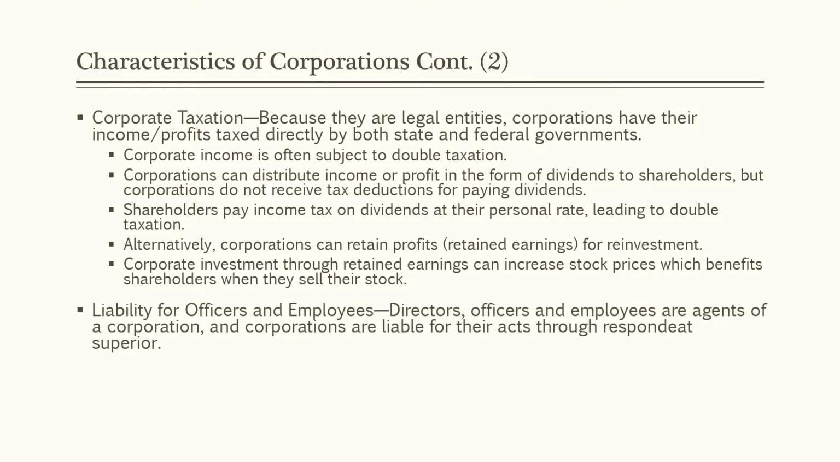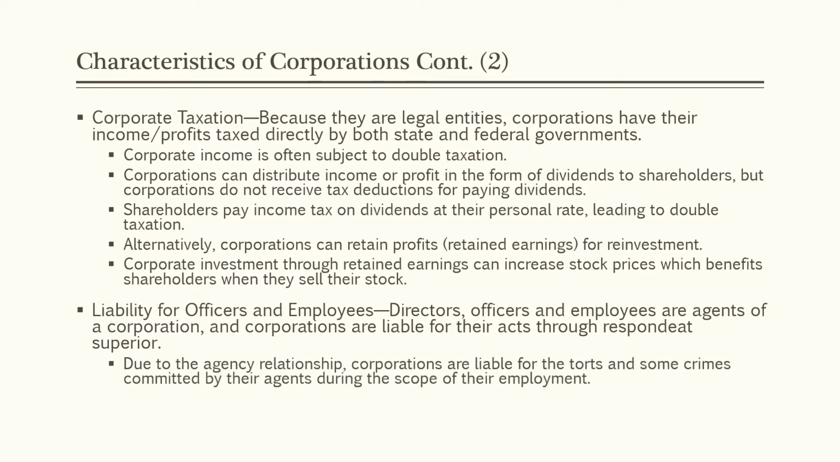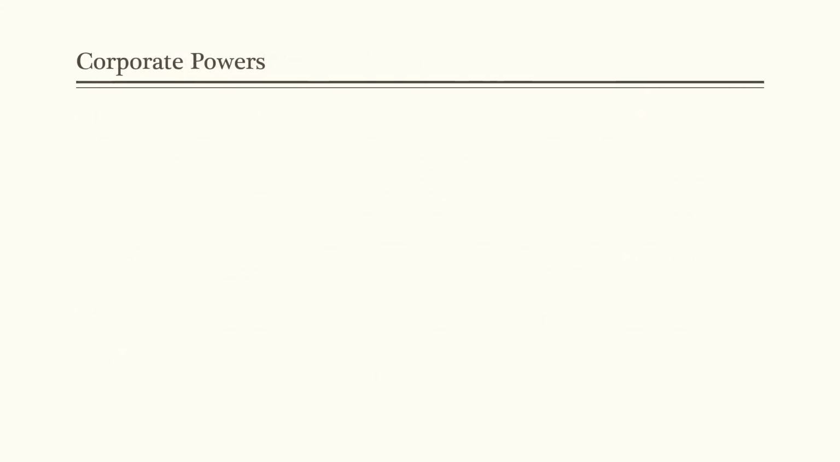Then there is the liability for officers and employees. Directors, officers, and employees are agents of a corporation, and corporations are liable for their acts through respondeat superior. Due to the agency relationship, corporations are liable for the torts and some crimes committed by their agents during the scope of their employment. Next, we will discuss corporate powers.